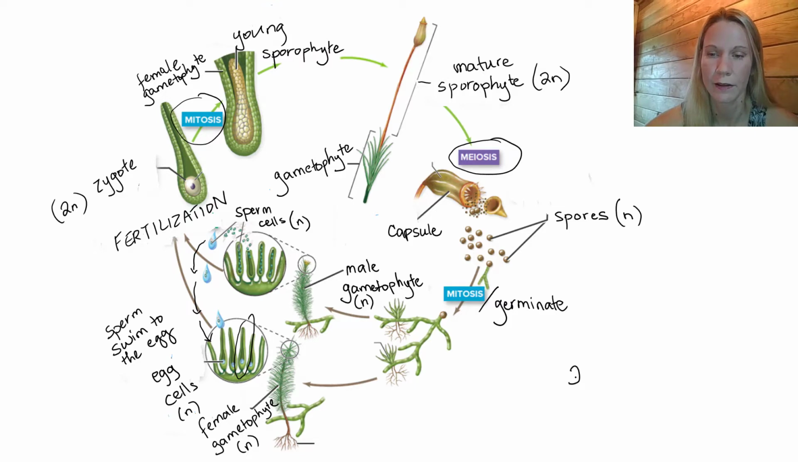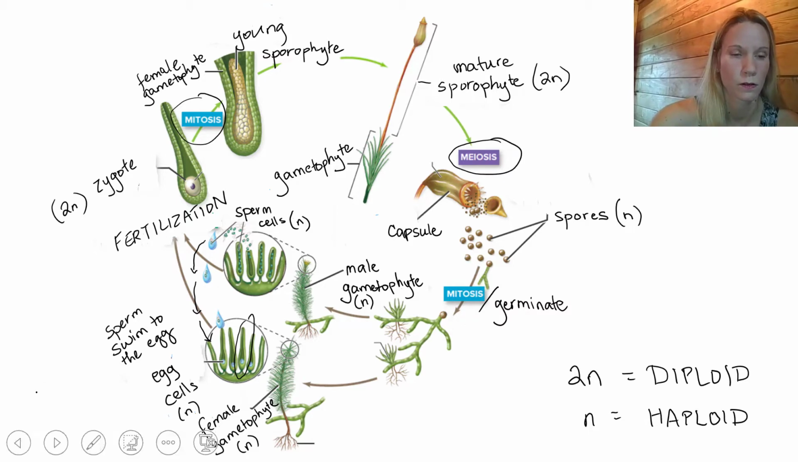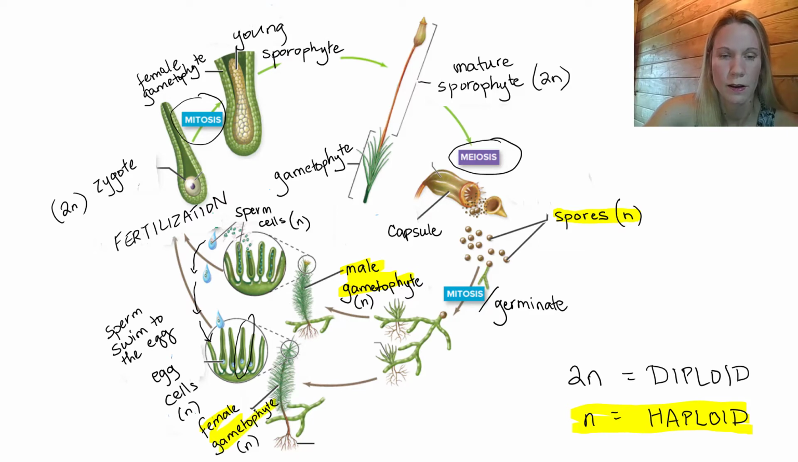Let's finish this by color coding it. So 2N for diploid and N for haploid. We're going to use yellow highlighter for haploid. So once again, spores are haploid, gametophytes are haploid, and gametes are haploid.